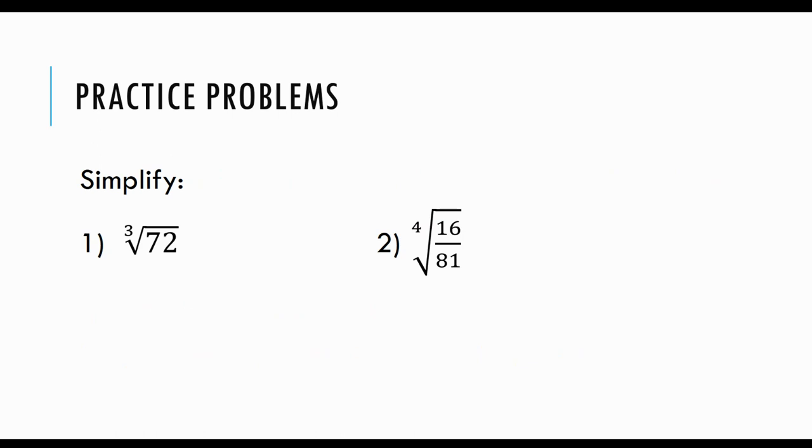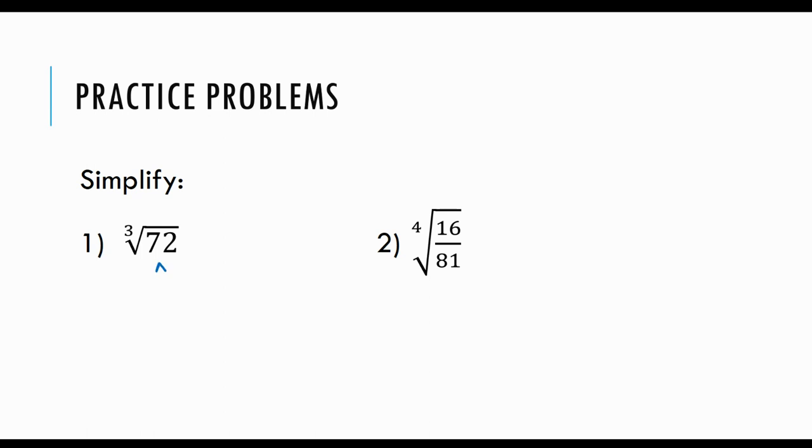All right, so let's do some practice problems here. If I want to simplify, this first problem is the cubed root, because that little 3 is indicating that we are cubing it, the cubed root of 72. So like last time when we were talking square roots, we were looking for perfect squares or 2 of the same number. Here, since this index is a 3, we're looking for 3 of the same number.